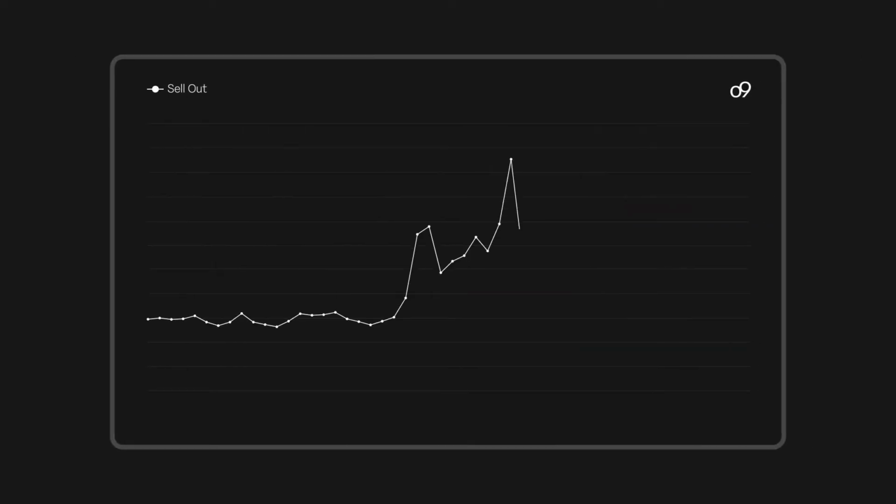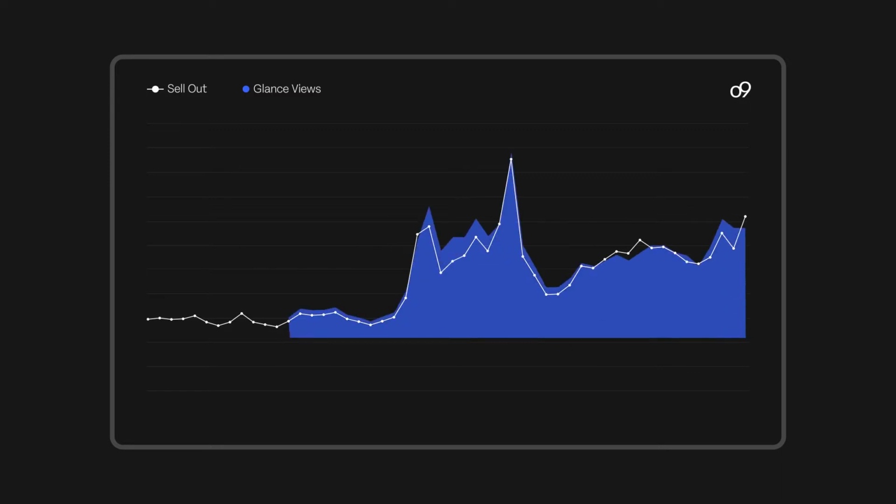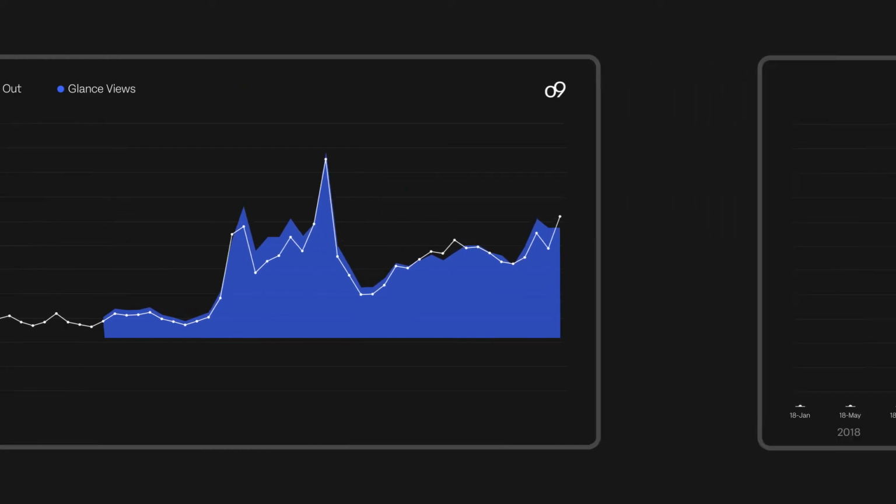Here, we see that sellout data very strongly correlates with glance view data. Glance views are the number of distinct views or clicks that a product receives on a website. It's clear that you could place a high level of trust in glance views.